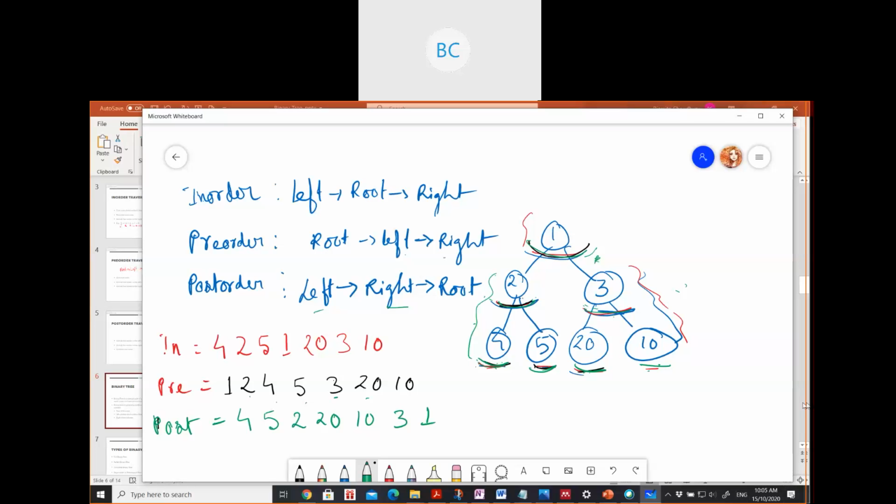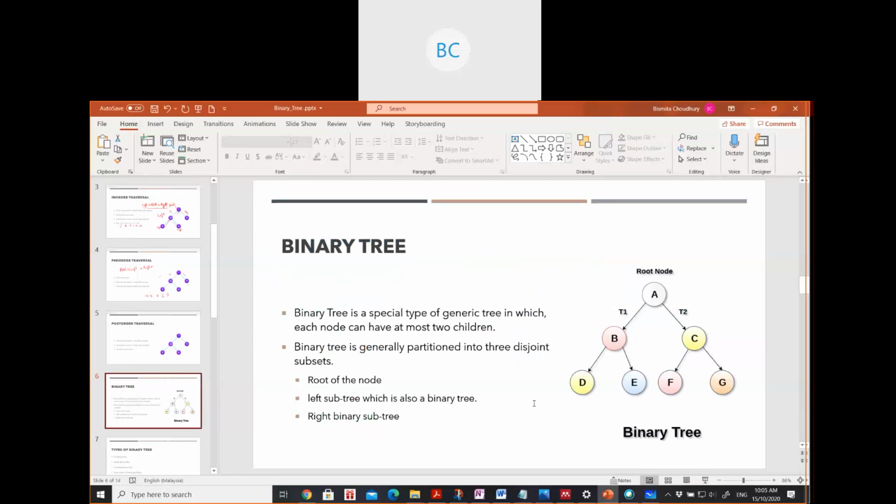Okay. So binary tree, what is binary tree? In a normal general tree, it can have 1, 2, 3, 4, 5, any number of children. But in case of binary tree, there's a restriction that each node can have at most 2 children or less than that. Means one node can have either 0, 1 or 2.